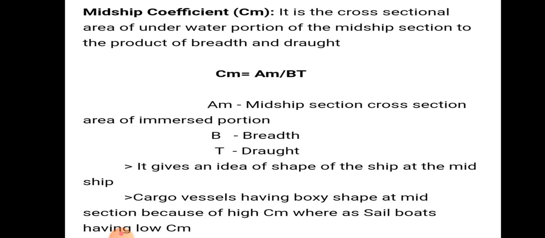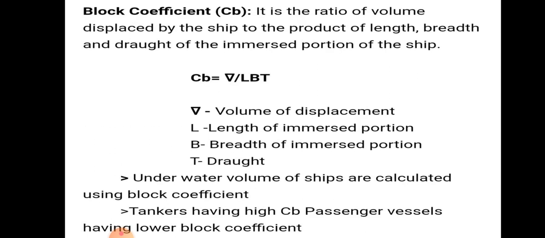Okay. Midship coefficient is the cross-sectional area of the underwater portion of the midship section to the product of breadth and draft. CM is equal to AM divided by breadth into draft. This midship coefficient gives an idea of the shape of the ship at midship. A cargo vessel has a boxy shape at the midship section because of a high midship coefficient, whereas sailboats have a low midship coefficient. Block coefficient.